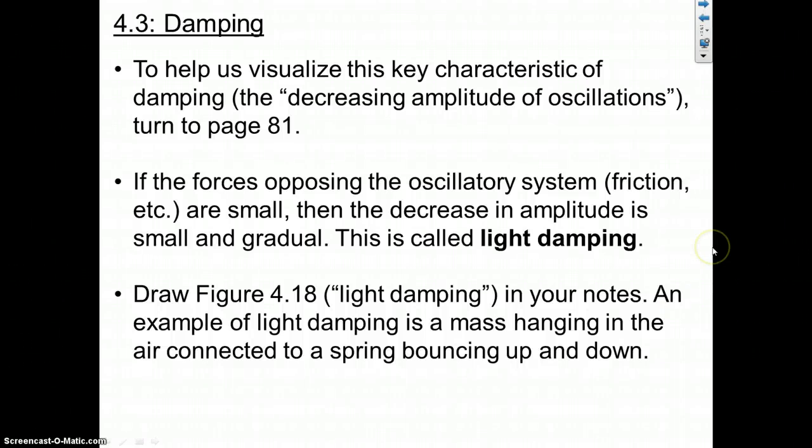Okay. A real-world example of light damping might be a mass which we have hanging in the air connected to a spring. And the spring and the mass are bouncing up and down together. Normally in that system, we won't have too much damping. It'll be pretty light.